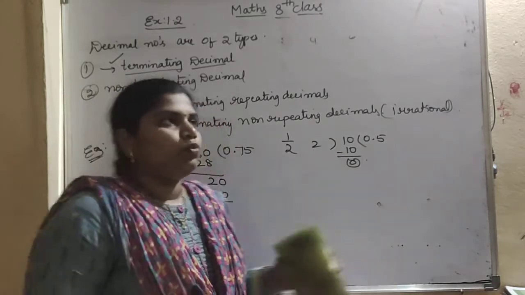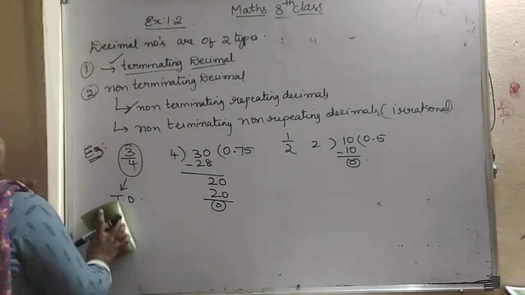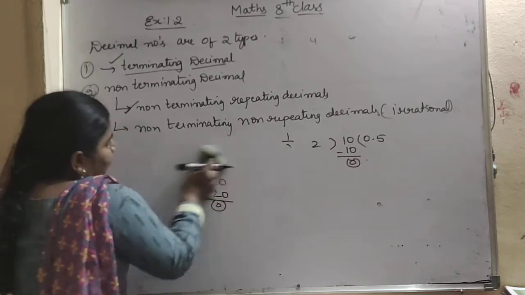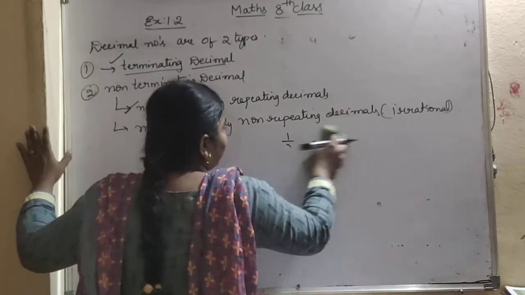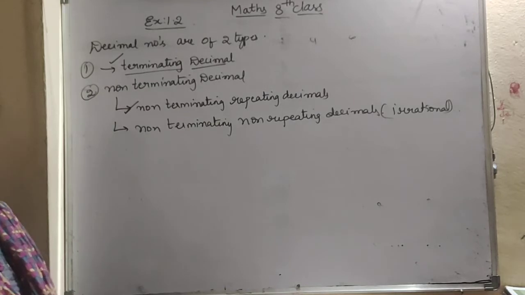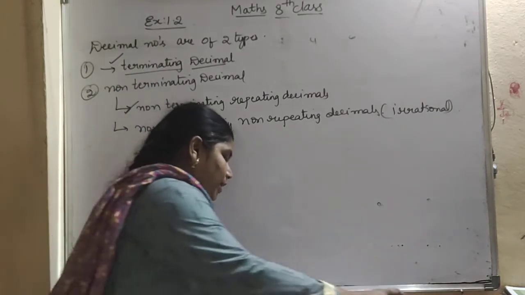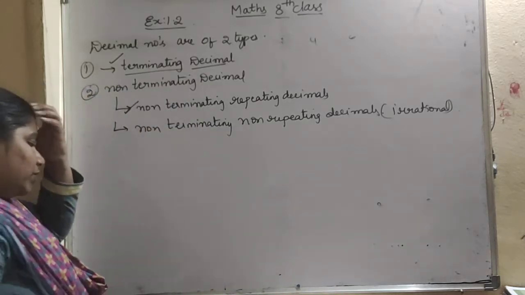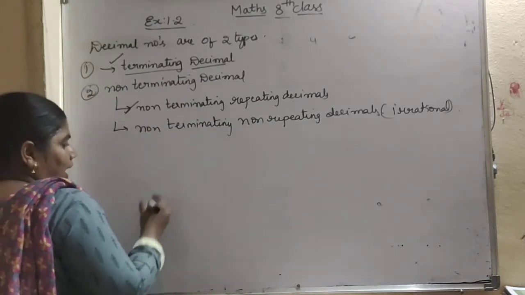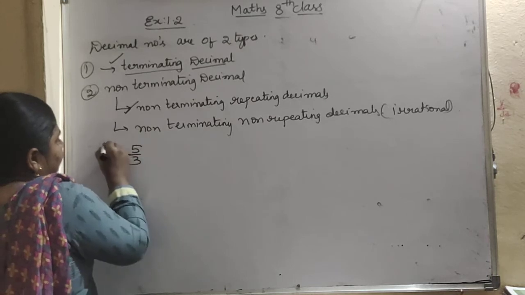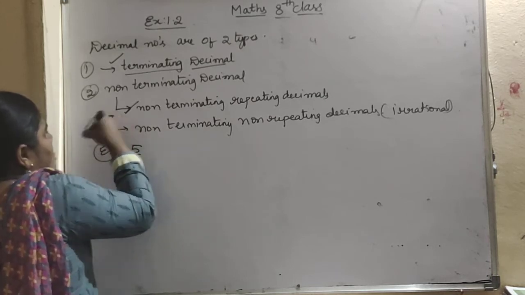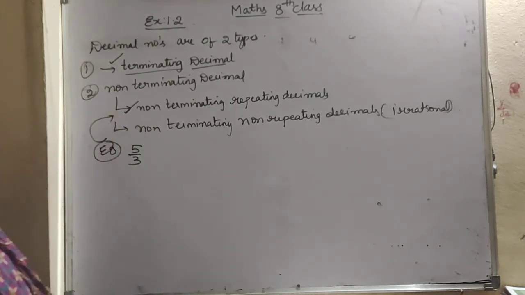Now coming to the next one, non-terminating repeating decimals. What do you mean by non-terminating? Non-terminating is nothing but you will not get a remainder as 0, and the quotient value will keep on repeating. If you take an example for that, I am taking 5/3. This is an example for non-terminating repeating decimals.